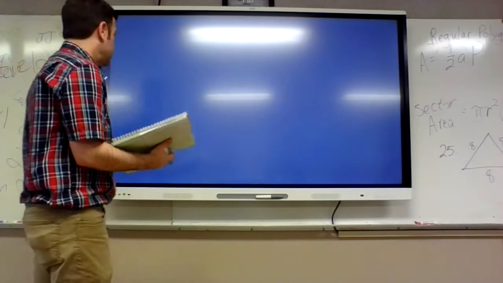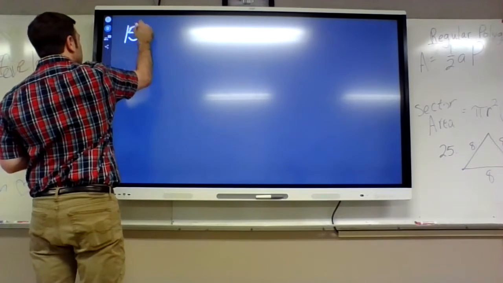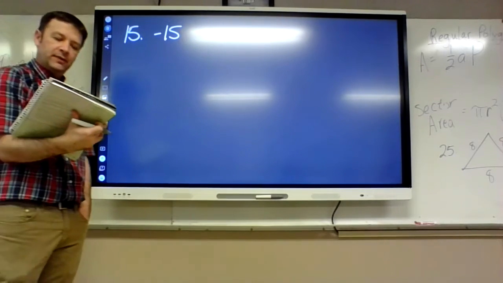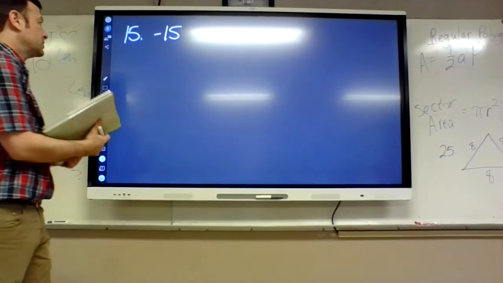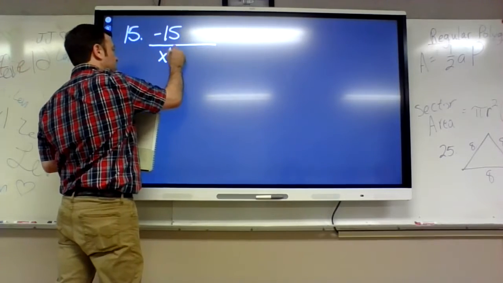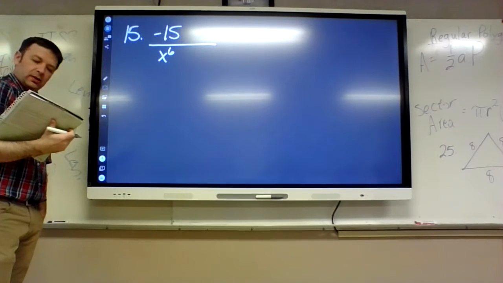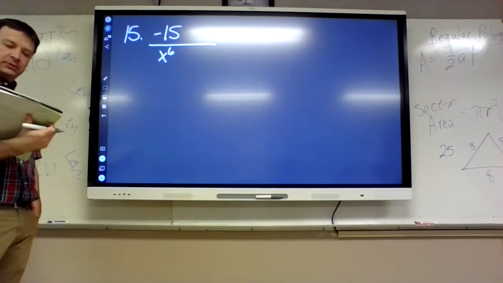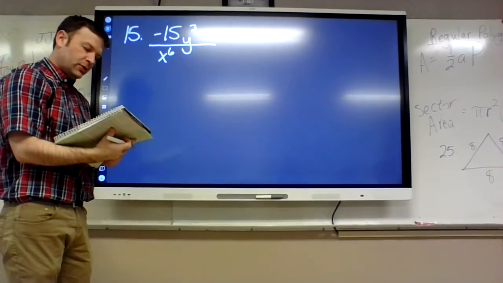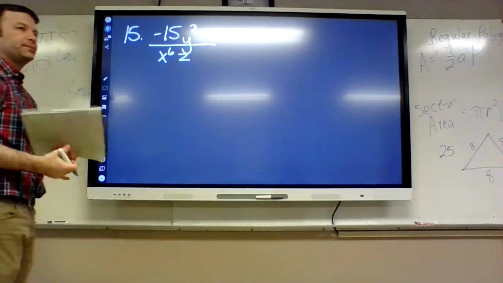5 times -3 is -15. Then x^-3 times x^-3 is x^-6. They said no negative exponents, so x^6 is going on the bottom. Then y^2 times y is y^3, which stays on top. And then z^4 times z^-5 is z^-1, so z goes on the bottom.